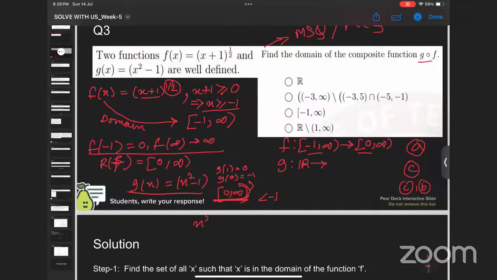You can also easily check: if this is less than -1, then x squared should be less than 0, right? This is clearly not possible because x is a real number. We're working with real numbers, right? So from here you can also check it. So what will be our codomain then? -1 to infinity, right? So we got our A, B, C, and D. Now we can calculate the domain for g compose f.